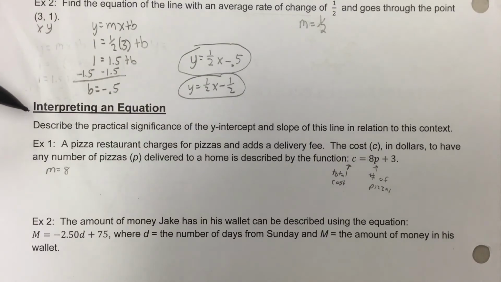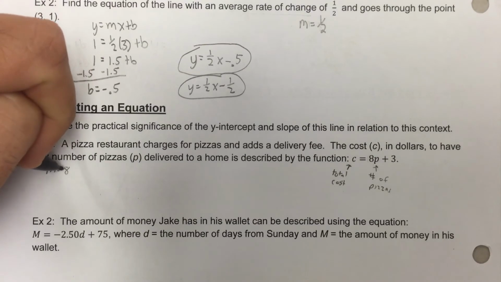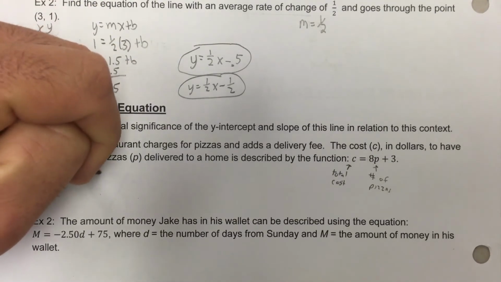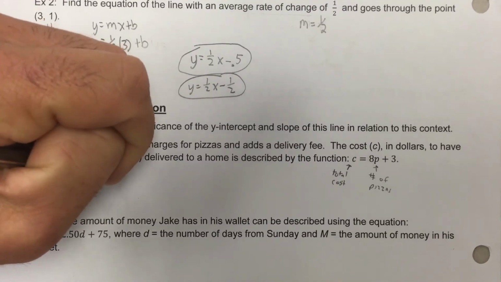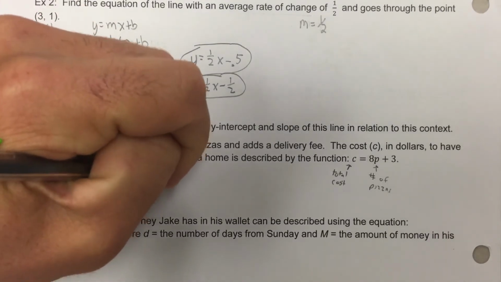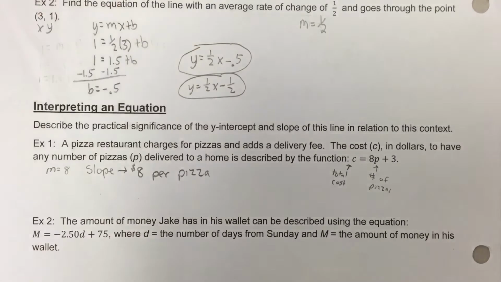But it's not just saying label the slope. I want to know the significance of it. So every time I order a pizza, it's costing me $8 more. So this slope of 8, we can say the slope represents $8 per pizza, because every time I order a pizza, it's going to increase by $8.